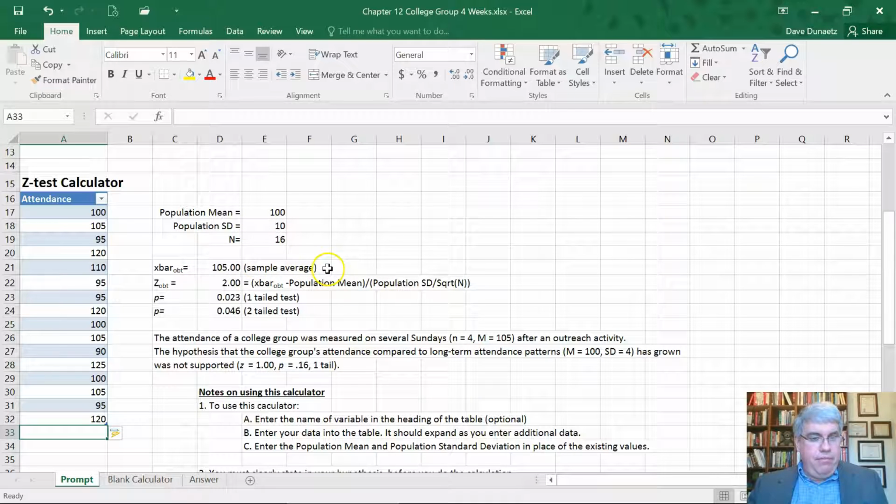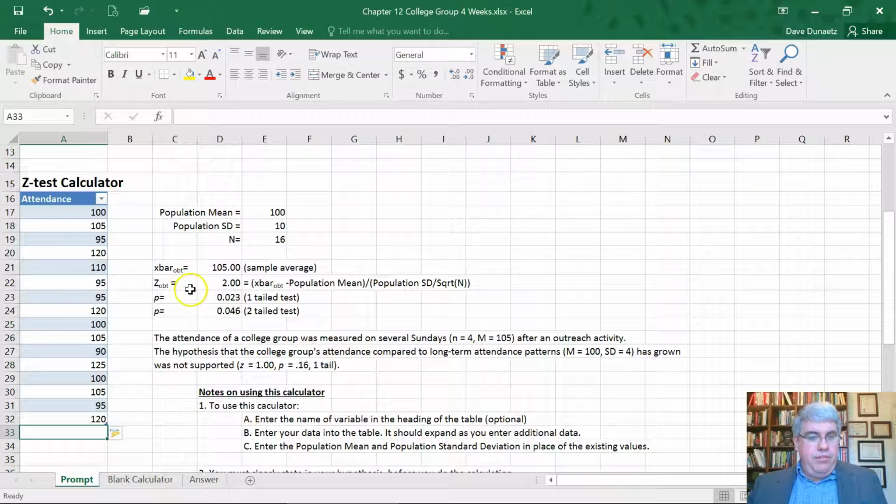it's interesting that the average is still 105. That's the same thing it was after 4 weeks. Now after 16 weeks, we still have 105. The population mean and the standard deviation has not changed. It's still the same. We've got n equals 16.